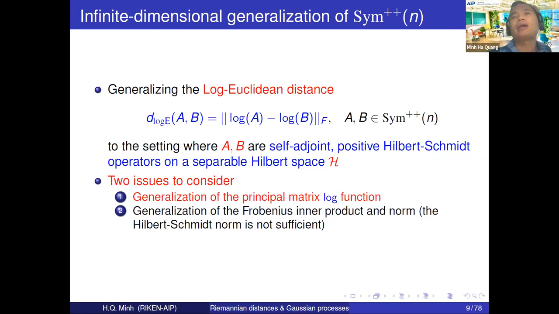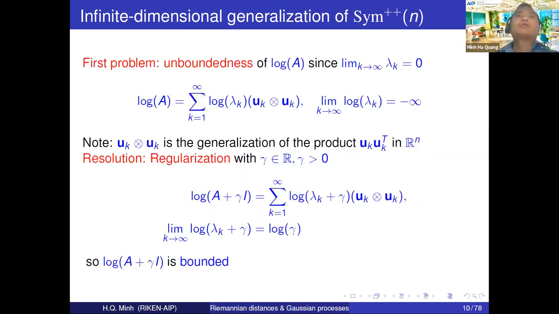So first, let's talk about the matrix log function. It is given by this formula here, with U_k times log lambda k times U_k transpose, as in the finite-dimensional setting, except that we have infinitely many of these quantities, and log of lambda k goes to negative infinity. So this is unbounded. So what we can do is regularization. We can add gamma I, where I is the identity operator and gamma is greater than zero. If we do this, then log of lambda k plus gamma is always bounded. When k goes to infinity, it just goes to log gamma. So this whole thing is bounded, and log of gamma I is bounded. So here we solve this problem.